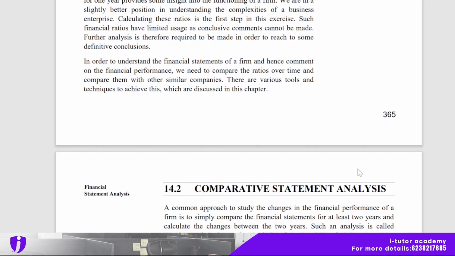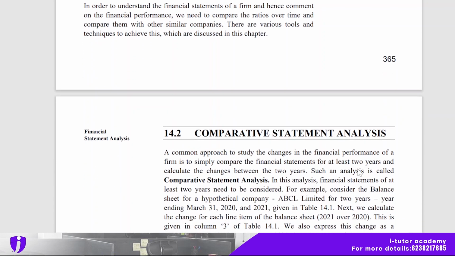In order to understand the financial statements of a firm and hence comment on the financial performance, we need to compare the ratios over time and compare them with other similar companies. There are various tools and techniques to achieve this, which are discussed in this chapter.